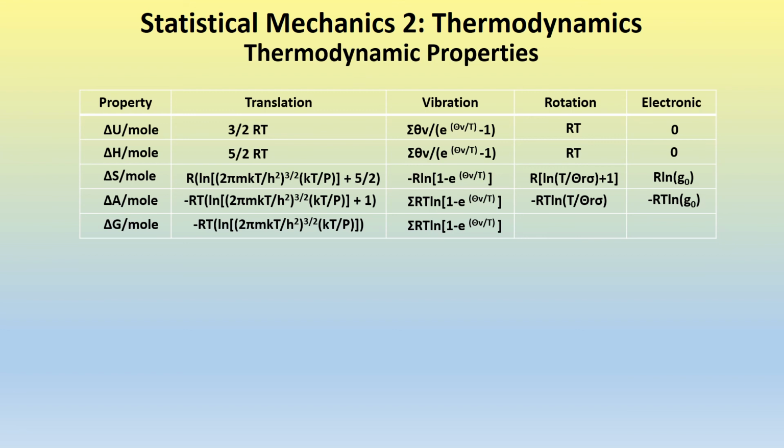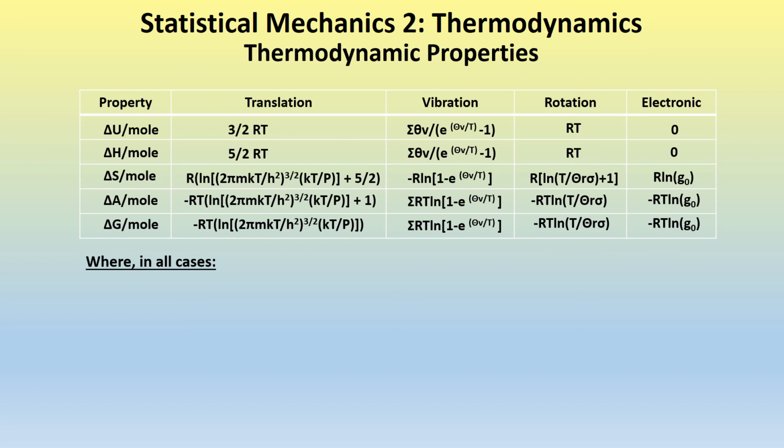And the electronic contribution is also identical, RT times the log of the degeneracy of the ground state. While these are long, they are actually fairly simple plugging in numbers. M in all cases is the molar mass in kilograms per mole in order to get joules. As always, the temperature is in Kelvin, and the pressure is in pascals.